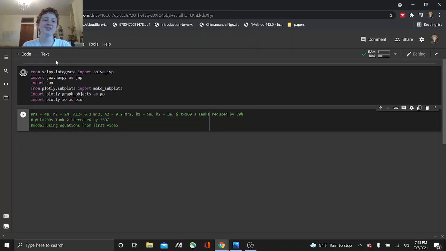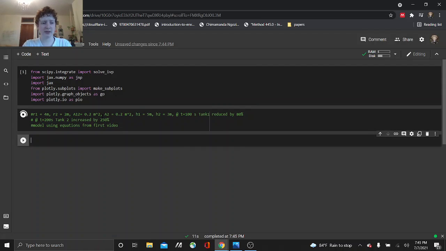Okay. This is just some information that I've imported so we can solve that initial value problem that I've got, the differential change in height with respect to time. Imported JAX, NumPy, and Plotly, so we can make some nice subplots.